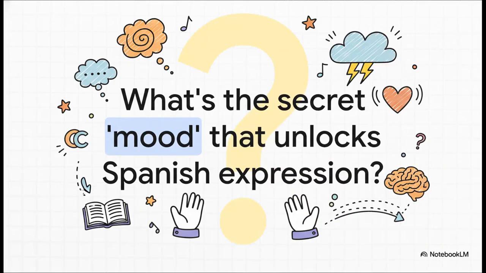So, what is this secret mood anyway? Well, it's the subjunctive. And honestly, it's one of the most powerful and, yeah, misunderstood parts of the Spanish language. But getting a handle on it unlocks this whole new way to express yourself. You get to move beyond just stating facts and into this incredible world of opinions, feelings, and possibilities.